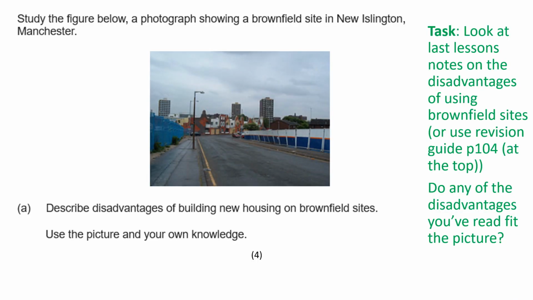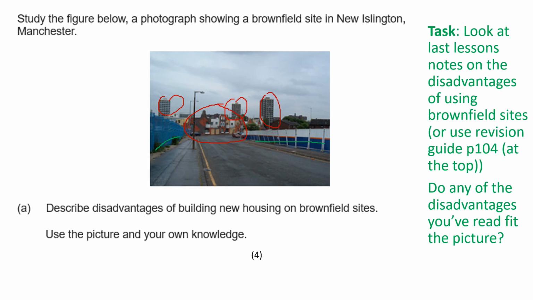Okay, the next question we're going to have a go at is this one here, a 4-marker. Study the figure below, a photograph showing a brownfield site in New Islington, Manchester. Just to remind you, brownfield means the land has been built on, it is no longer in use, it is abandoned. Now, obviously, these houses that you can see, I'm just going to circle them, these houses are not abandoned, they're obviously in use, and so will these tower blocks. We are talking about the area here that's boarded up, so I'm just going to highlight it in green. All this area behind this boarding and this area behind this blue fencing is going to be the area that we are going to be looking to build on.